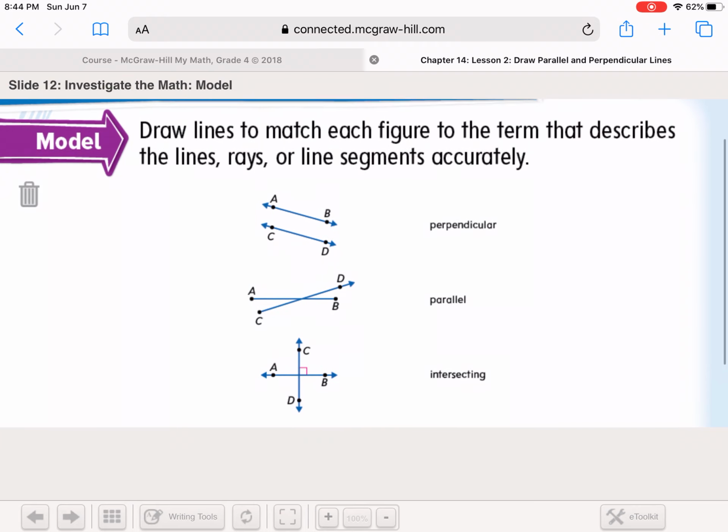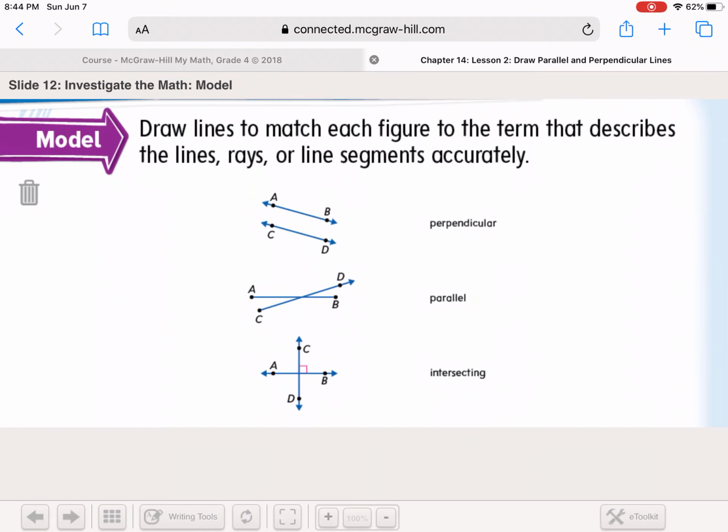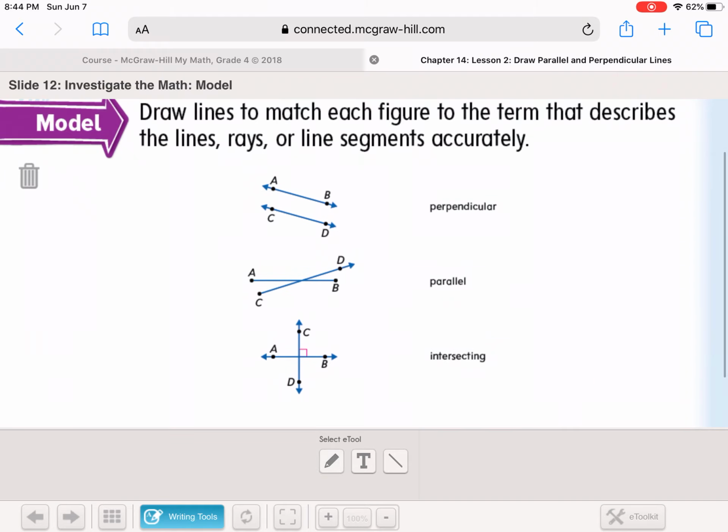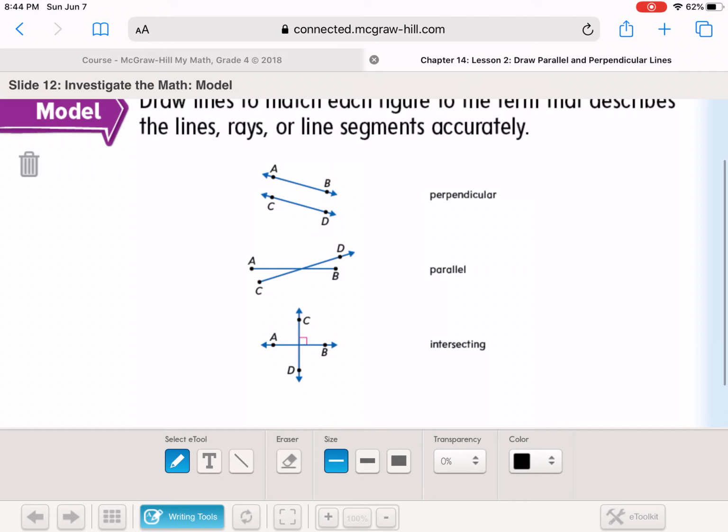Okay, so perpendicular. Here's what I want you to know. They have 3 different things here. Perpendicular makes a T. So look at all 3 of these and ask yourself, which one looks like a T or a plus sign? And that would be this one. This one, right? Parallel. Parallel lines will never touch. A line goes on forever.